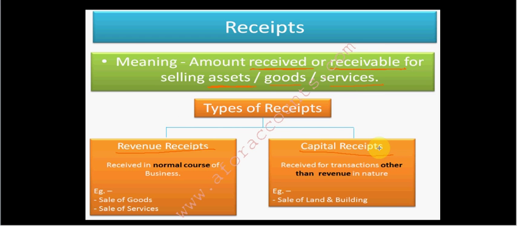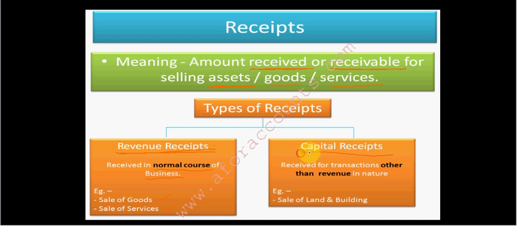So what is revenue receipts? Received in the normal course of business, that is your day-to-day work. It is included in your day-to-day transactions, sale of goods, sale of services. So if I am a cement vendor, my day-to-day work will be sale of cement bags. In the normal course of business, when I sell cement bags, I get some money. So that is my revenue receipts which happen in my day-to-day business. On selling goods, I am getting something. So this is your revenue receipts.